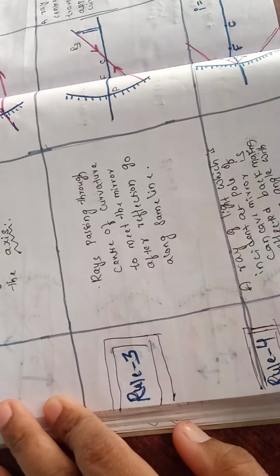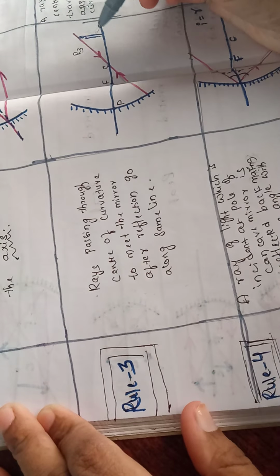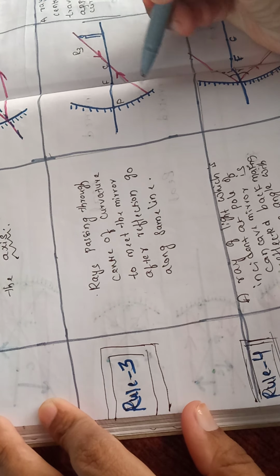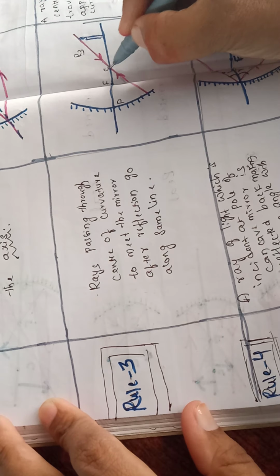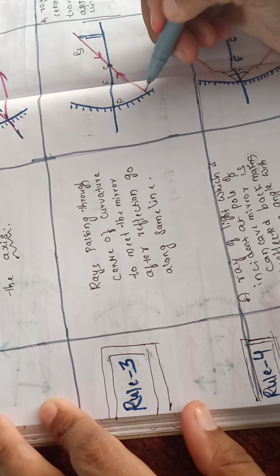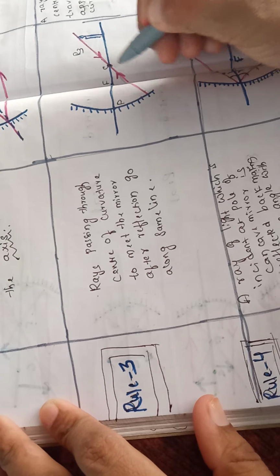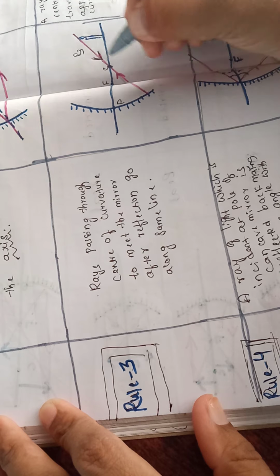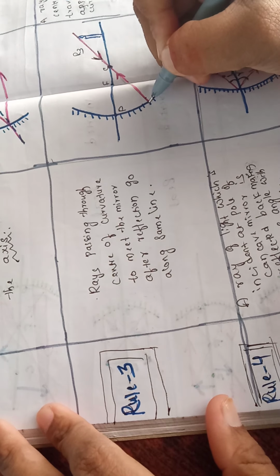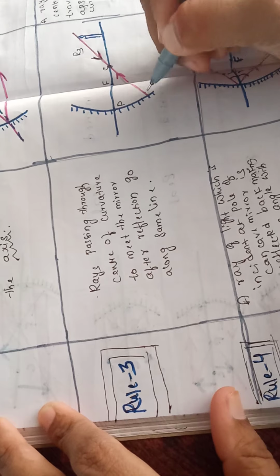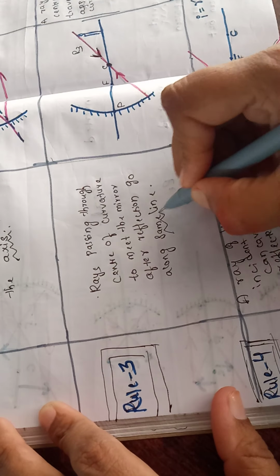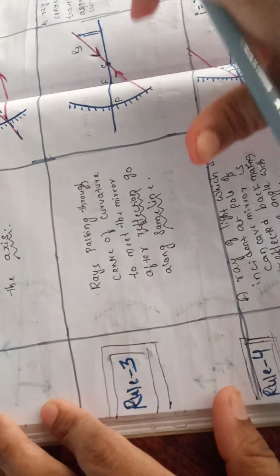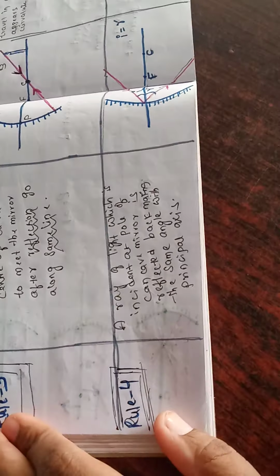And rule 3. In case of rule 3, the rays coming from the light source are directed towards the center of curvature. So this is the center of curvature. After reflection, again they follow the same path. They are focusing towards the center of curvature and are incident on the concave mirror, then they reflect back along the same line. This is rule 3.